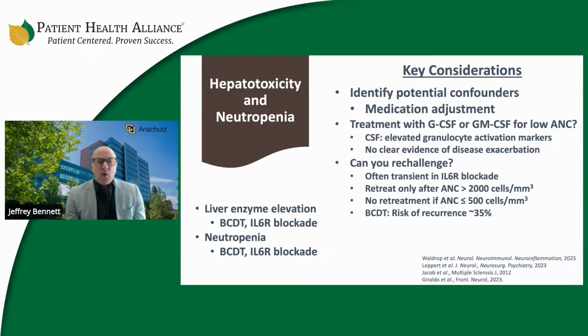So the question is, can you rechallenge patients with neutropenia on either of these therapies? First, with interleukin-6 receptor blockade, neutropenia is often transient. I tend to retreat only after the absolute neutrophil count is restored to greater than 2,000 cells per millimeter, and I don't retreat if there's any absolute neutrophil count that's gone below 500 cells per millimeter, because interleukin-6 receptor blockade usually causes only a limited and transient neutropenia. With B-cell depleting therapies, the risk of recurrence with rechallenging appears to be roughly in the 35% range and occurs within a year, so be careful if the decision is made to retreat.